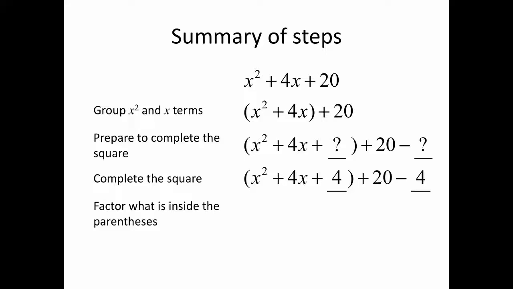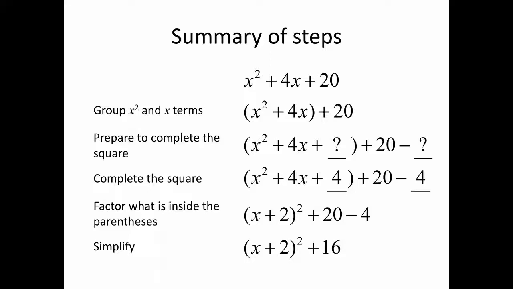Next, we factor what's inside the parentheses, that's the x squared plus 4x plus 4, to x plus 2 squared. And finally, we just simplify the 20 minus 4, and we get x plus 2 squared plus 16, and that's our result.